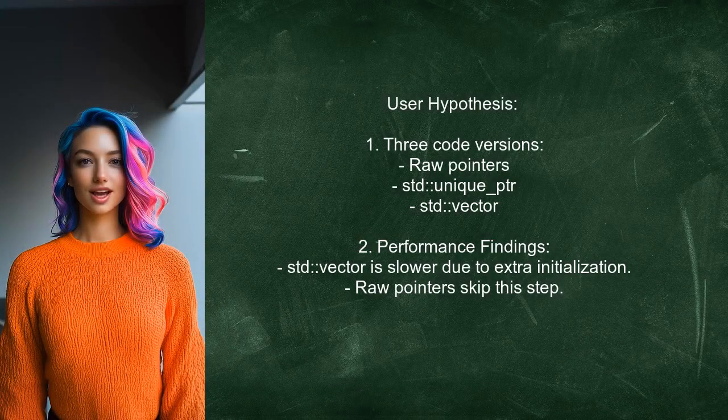Let's take a look at another answer from another user. One user proposes a hypothesis to explain the performance difference between std vector and raw arrays. They created 3 versions of the code, one using raw pointers, one with std unique ptr, and one with std vector. They found that std vector was slower due to additional memory initialization calls, specifically memset, which raw pointers do not require.